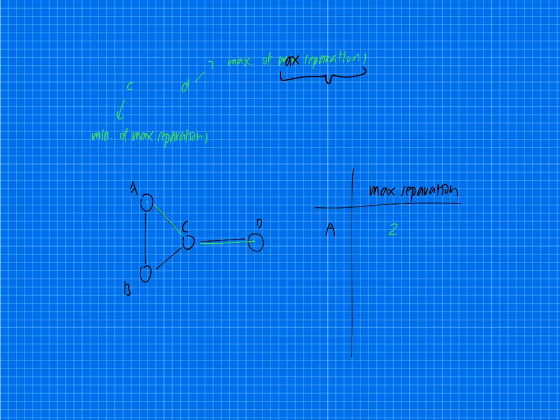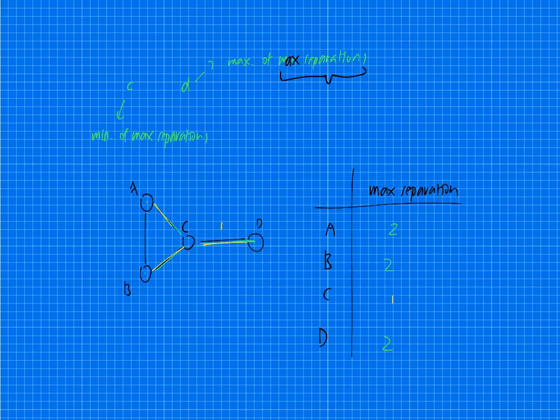For B, it's the same thing. It's furthest away from D, and you get there with a path of length 2. Trivial. C is interesting because it can get to any node with a path of length 1. So, in fact, for C, max separation is 1. That's interesting. And D is 2.